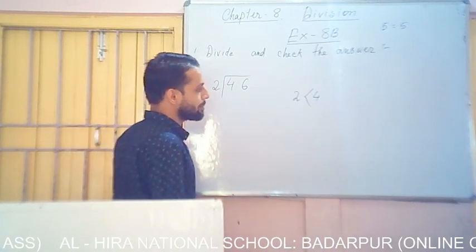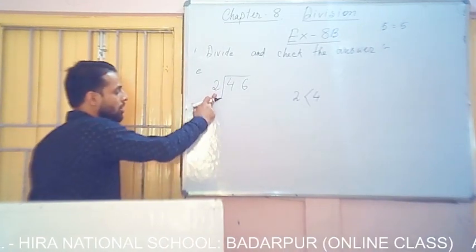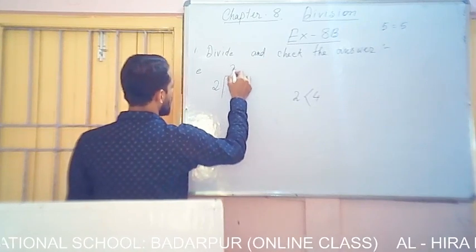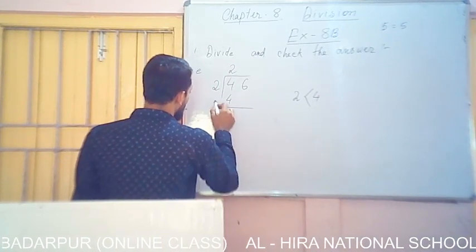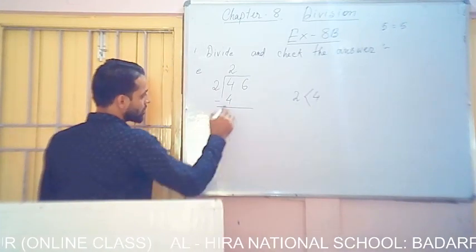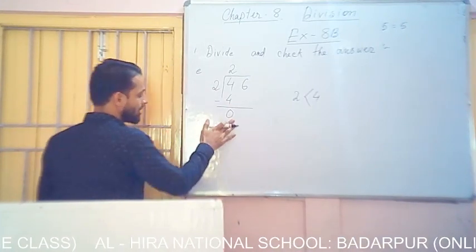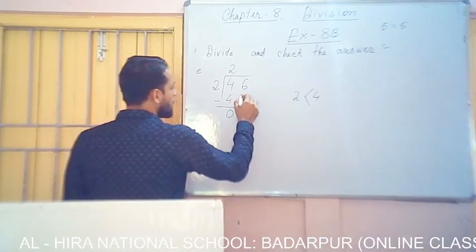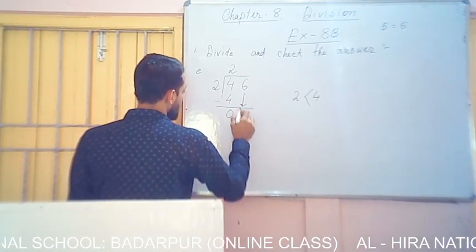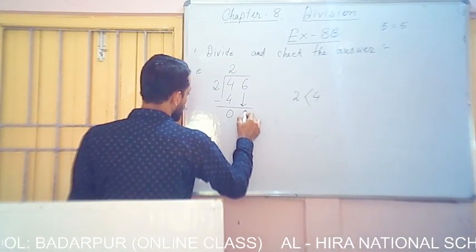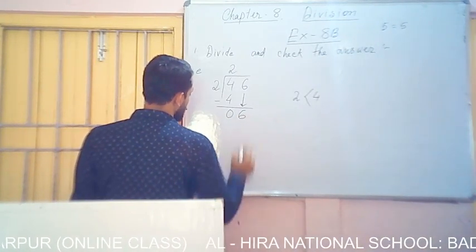So what we have to do? We have to go through multiplication table 2. So we all know that 2 multiplied by 2 equals to what? 4. Now what we have to do? We have to subtract 4 minus 4 equal to 0. We are done with the first step. Now bring down 6 ones. So that means I am going to write here 6.